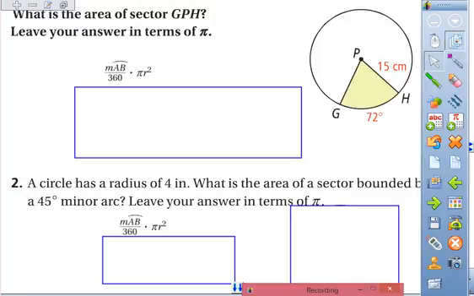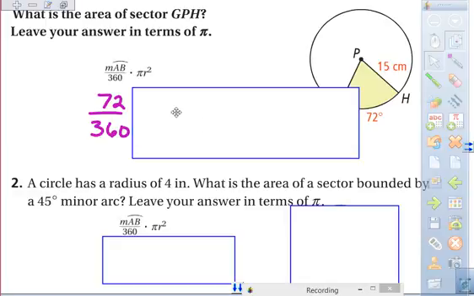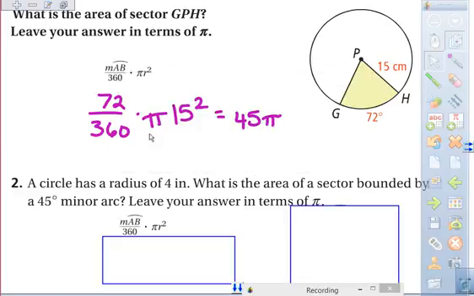This is what your questions will look like in your homework. What is the area of the sector? Leave your answer in terms of pi. So what fraction of the circle is covered? 72 out of 360. Then we look for our radius, which is given at 15. So we calculate 72 out of 360 times 15 squared, leave it in terms of pi, for 45 pi.